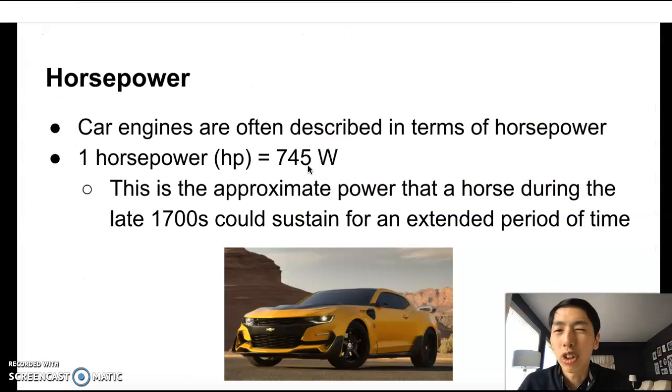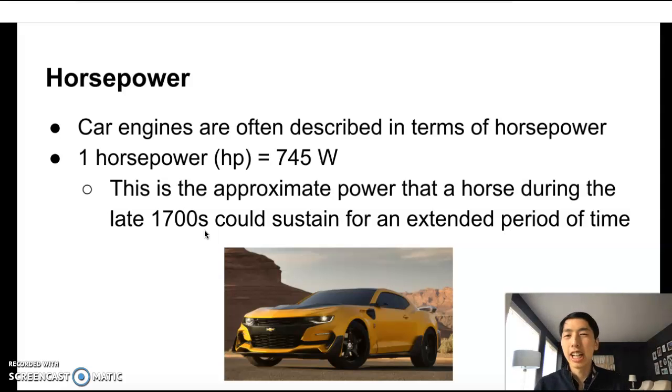Why do they call it a horsepower? Does it have anything to do with horses? Yes, it does actually. 1 horsepower is approximately how much power a horse can do for an extended period of time. And this term was invented by James Watt, and that was in the late 1700s.